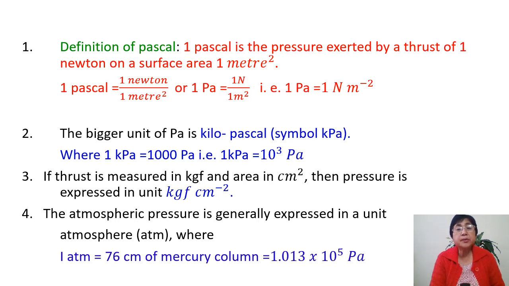And anything that is written in the denominator, if you want to write it in a single line, then the power of the denominator will become negative. So we can write it as 1 Newton meter to the power minus 2. Then the bigger unit of Pascal is kilopascal. The symbol is kPa, where 1 kilopascal is equal to 1000 Pascal. That is, 1 kilopascal is equal to 10 to the power 3 Pascal.